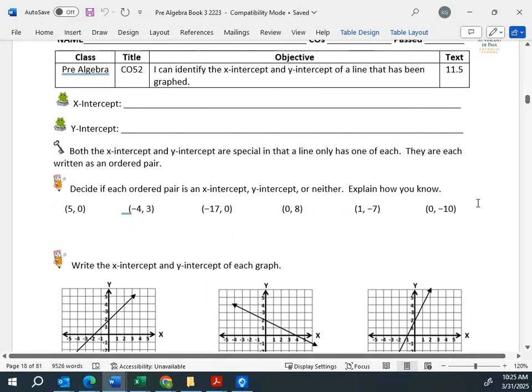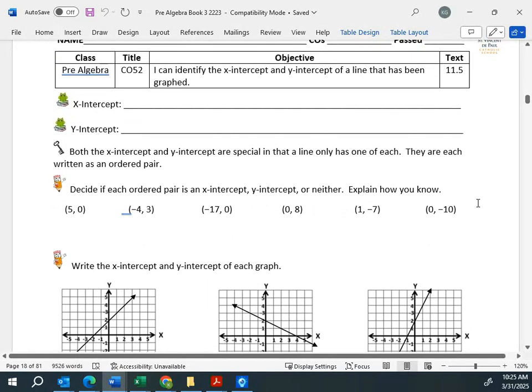Good morning. Today we are starting our next unit. Is it unit 8, I think? Or unit 9. Unit 9, I think it is. So today we're starting with Co52. We are starting to get into the big concepts of algebra. So we are starting with identifying the x-intercept and the y-intercept of a line that has been graphed.